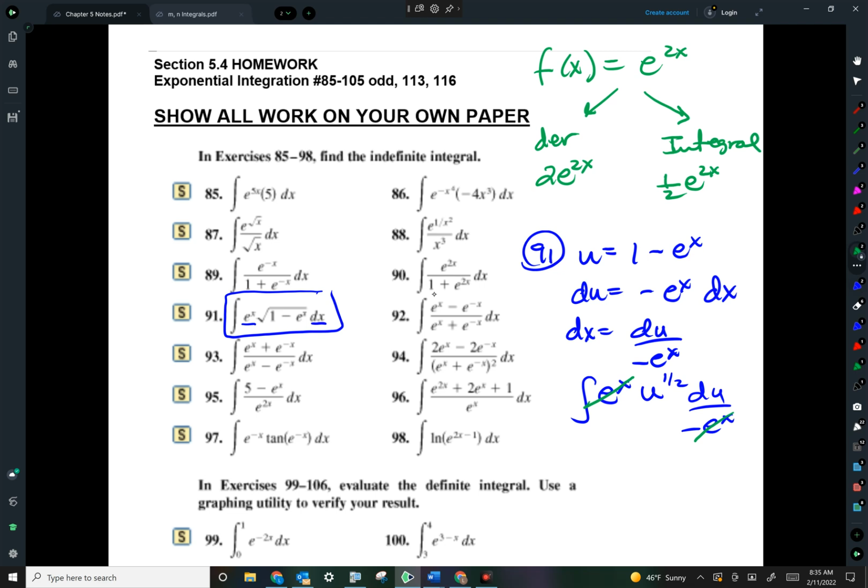What do I do with the negative? Just move it out in front like a constant. And then all I'm integrating is u to the 1/2. Oh, that's the very first integration we learned, right? u to the n plus 1 over n plus 1. So I'm going to have negative, let's see, n plus 1 would be what, 3/2? So u to the 3/2, and instead of saying over 3/2, we're going to say times 2/3.